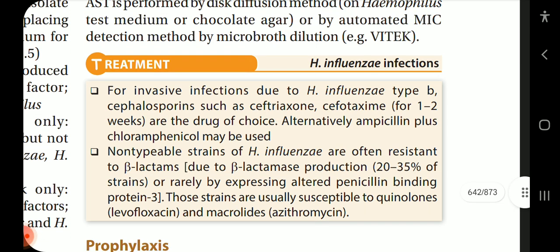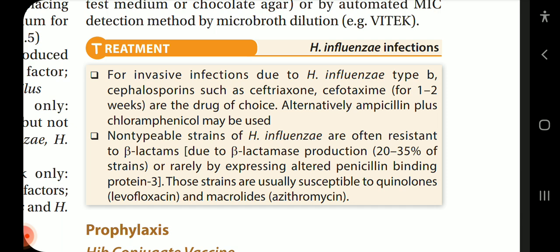Treatment of Haemophilus influenzae infection: for invasive infections due to H. influenzae type B, cephalosporins such as ceftriaxone and cefotaxime for 1 to 2 weeks are the drug of choice. Alternatively, ampicillin plus chloramphenicol may be used.